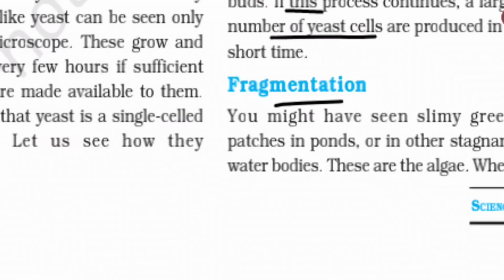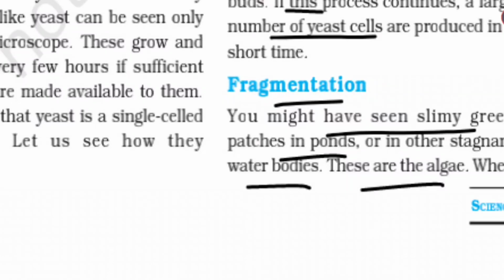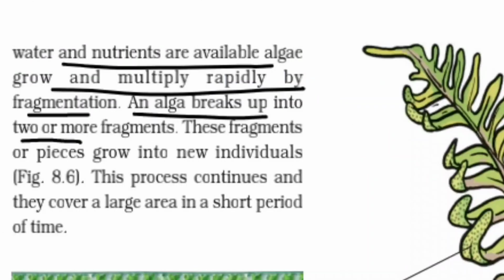Fragmentation. You might have seen slimy green patches in a pond or in other stagnant water bodies. These are algae. When water and nutrients are available, they grow and multiply rapidly by fragmentation. An alga breaks up into two or more fragments. These fragments grow into new individuals, and this process continues and they cover a large area in a short period of time.